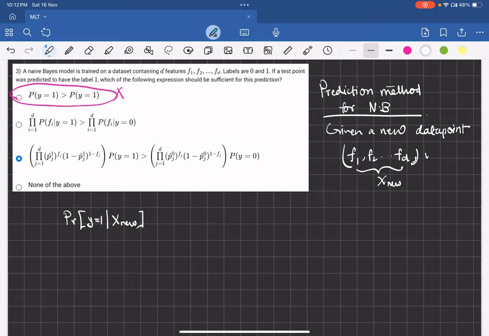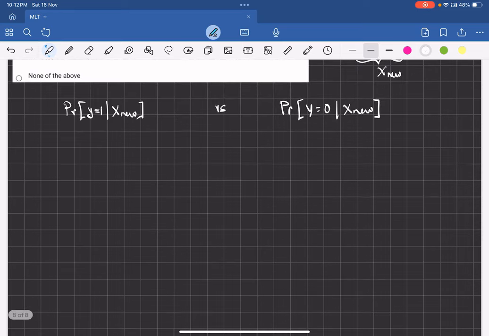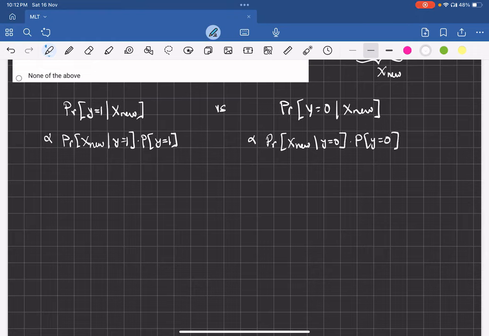We want to compare this probability versus the probability that y is equal to 0 given x new. These are the two things we want to compare. Using Bayes theorem, the one on the left is proportional to the probability of x new given y equal to 1, multiplied by the probability that y is equal to 1. And on the right, it is proportional to the probability of x new given y equal to 0, multiplied by the probability that y is equal to 0.